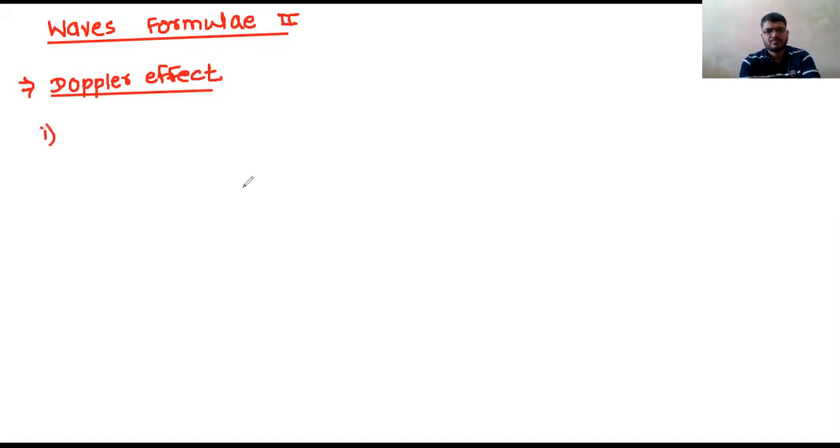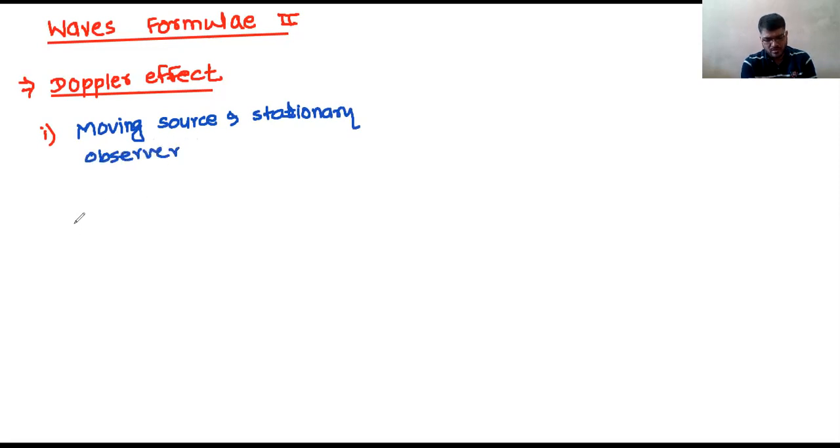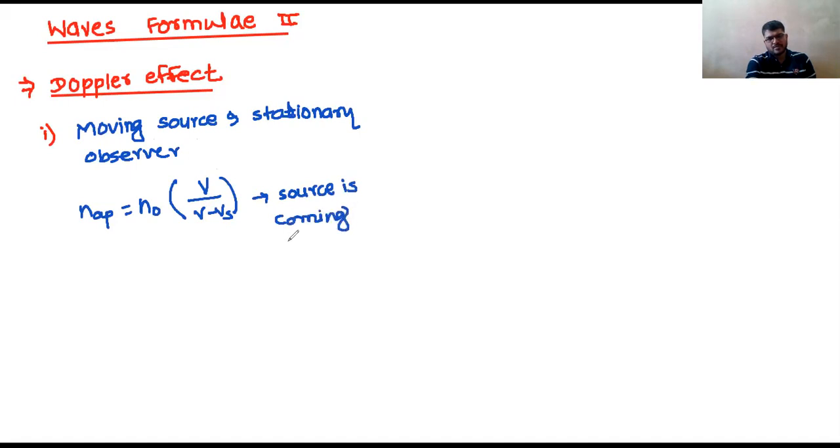So in this case number one, that is moving source and stationary observer. Okay. So N apparent is equal to N naught into V by V minus Vs. When you have to use this formula, source is coming towards observer.